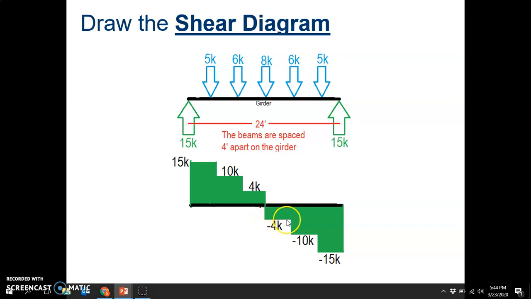Again, continue on for 4 feet. I go down 6 kips, which brings me to negative 10. And then at 20 feet, I lose another 5 kips, which brings me to negative 15. And then at x equals 24 feet, I have 15 kips going up, which brings me back to 0.